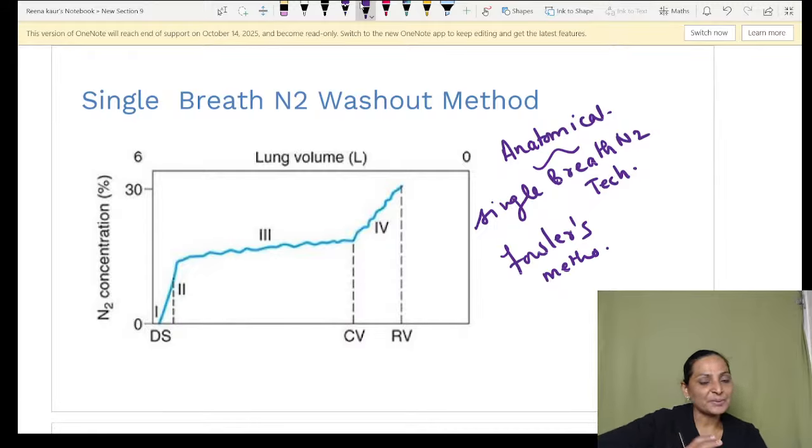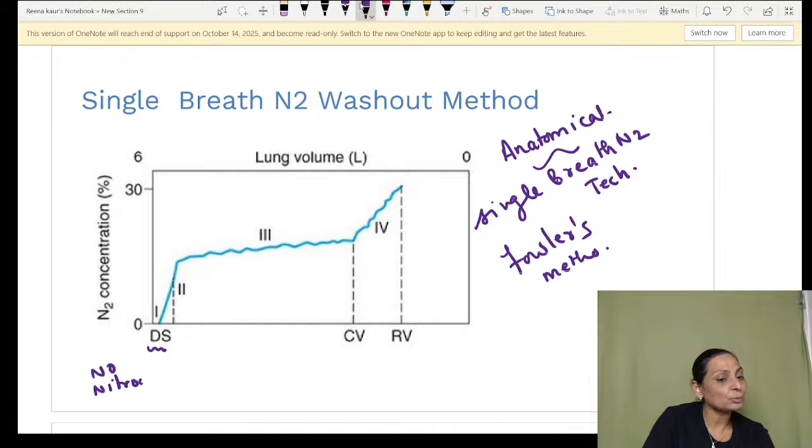You give 100% pure oxygen to the patient to breathe, and when he expires out, the first part is going to come purely from the trachea, which is the conducting zone. This will have no nitrogen. Why? Because we did not breathe nitrogen, we did not breathe mixed air, I mean the air which is a mixture of oxygen, carbon dioxide and nitrogen. What we breathed was 100% pure oxygen. So the first part of the expired air will have only oxygen, no nitrogen.